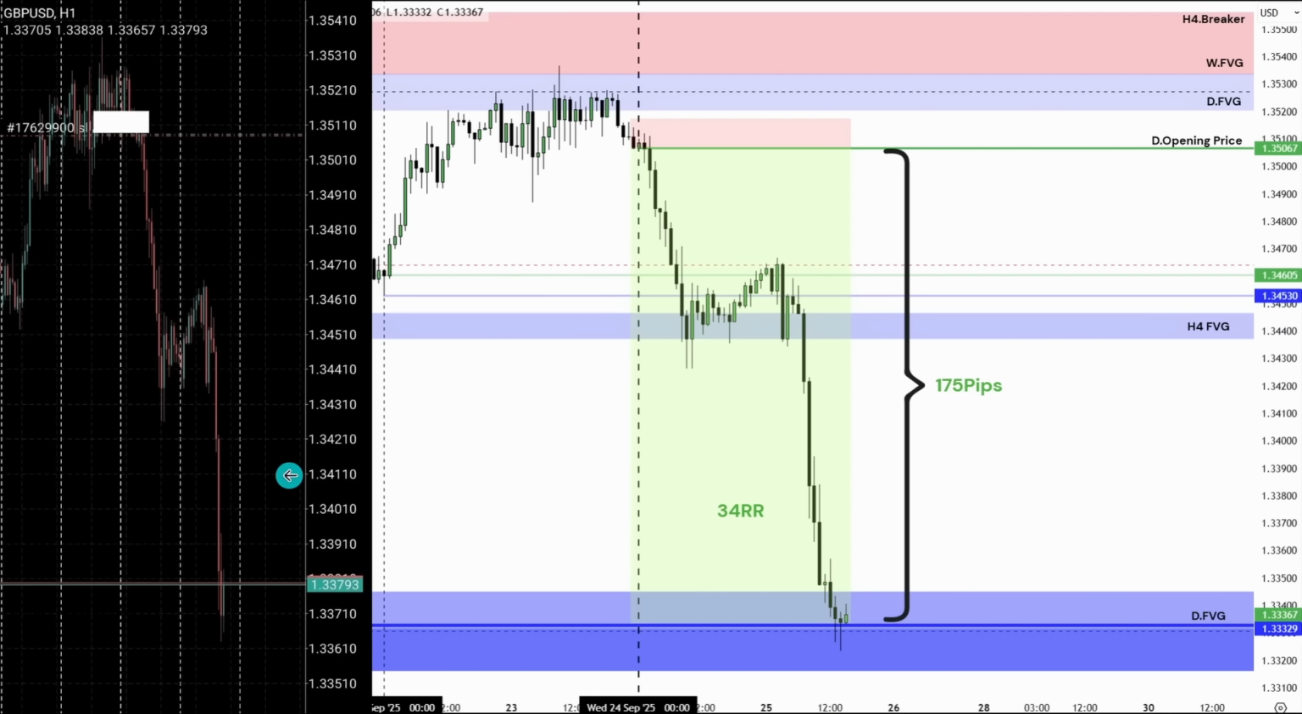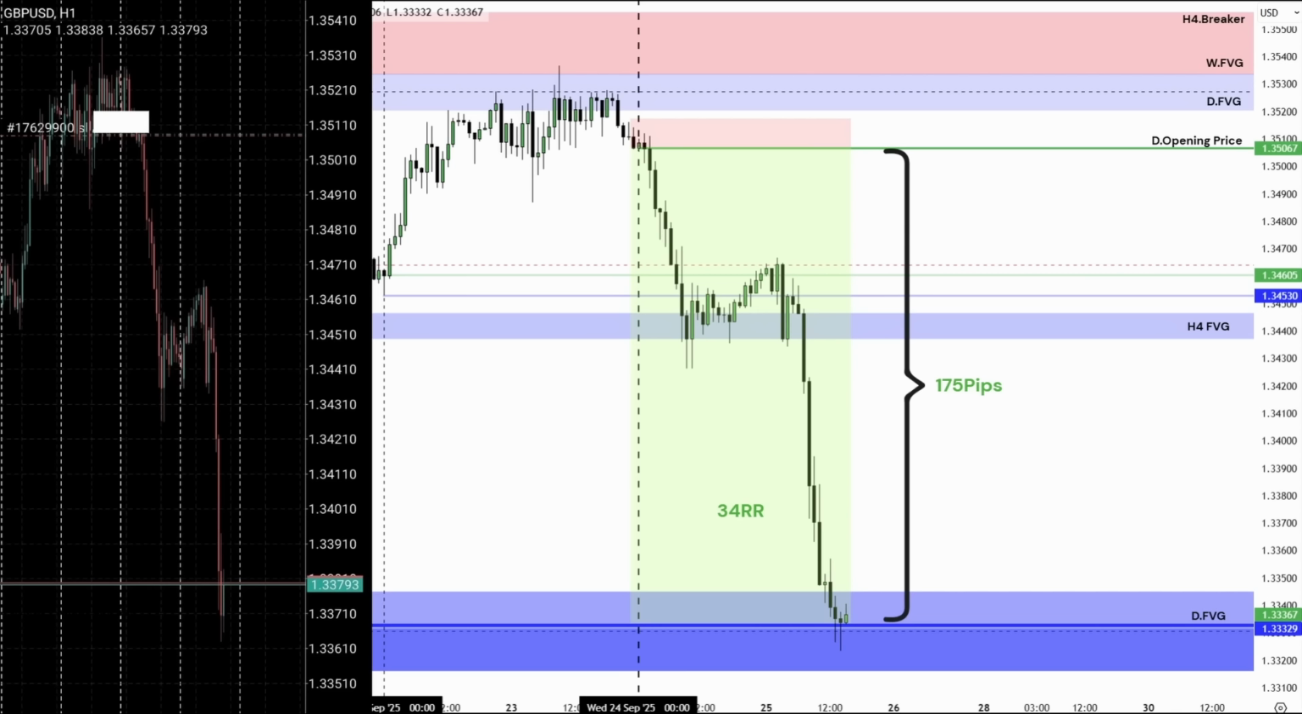Now, I managed to get a screenshot of the trade just before we actually went a little bit lower into that daily low. Around 133.30 is where I got out. I had my stop here rolled to break even. Now, this yielded 175 pips with a risk to reward ratio of 34.